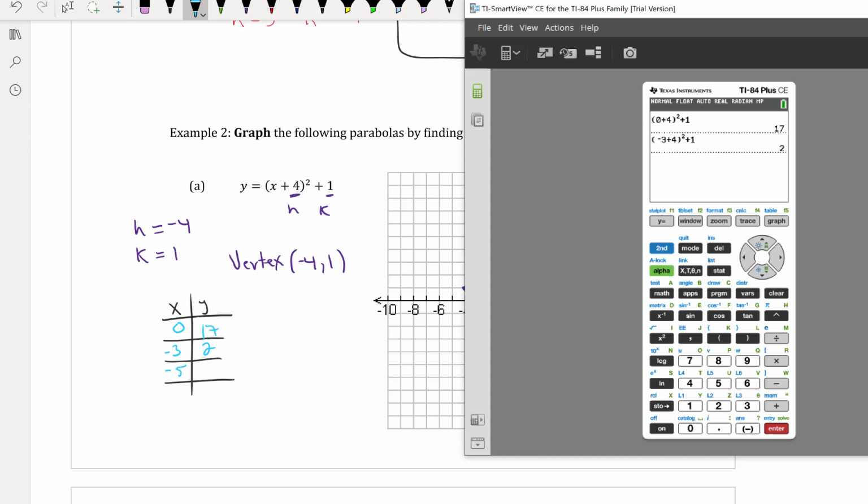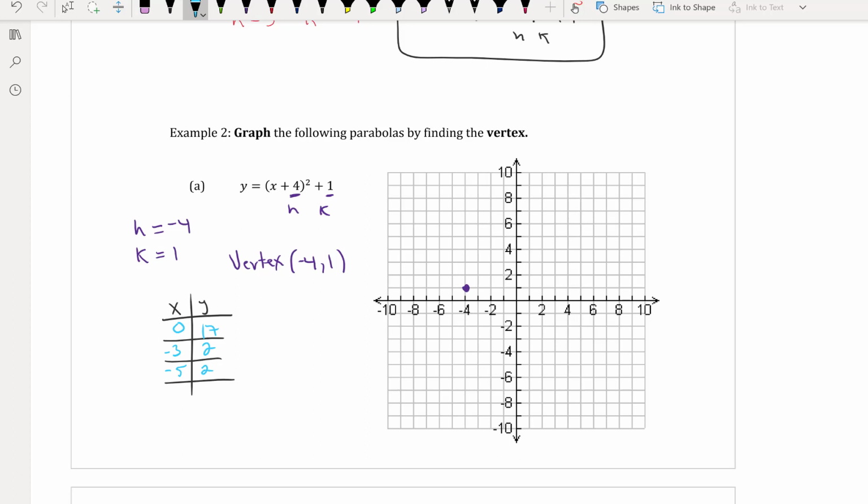And now I'm going to do the exact same thing, but now with -5. So my x value that I'm plugging in is a -5. And I said plus 4, square that, plus 1, and I get positive 2 as well. So now I can say that I have -3, positive 2, and -5, positive 2. So that's what my graph is going to look like, more or less.